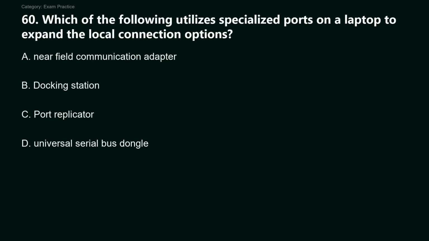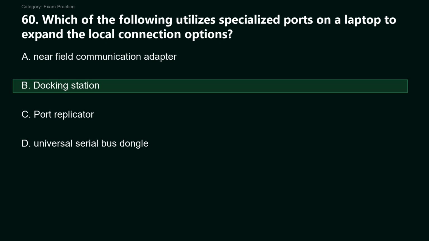Question 60. Which of the following utilizes specialized ports on a laptop to expand the local connection options? Option A, near-field communication adapter. Option B, docking station. Option C, port replicator. Option D, universal serial bus dongle. The correct answer is option B, docking station.